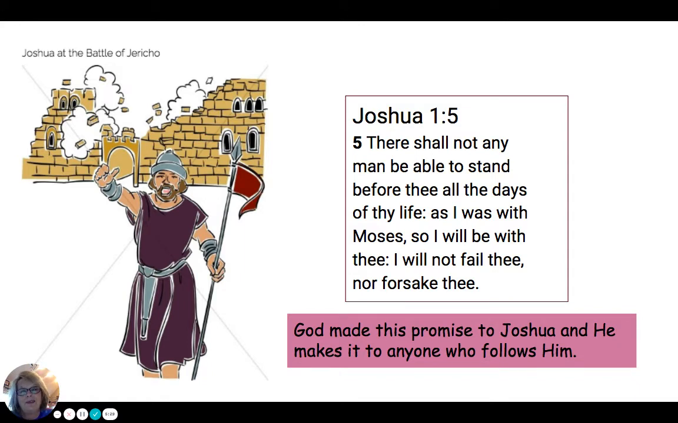And you may look at that and say, well, Miss Michelle, that's what He promised Joshua. But He promised it to us too. He promised it to you, and He promised it to me. God made that promise to Joshua, and He makes it to anyone who chooses to follow Him. So that promise is ours for the taking if we follow Jesus and follow the Lord. Yeah, really true.